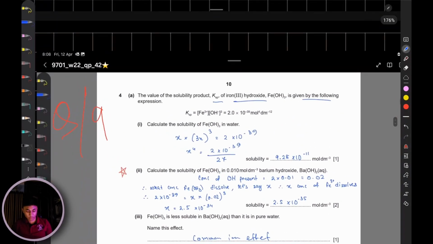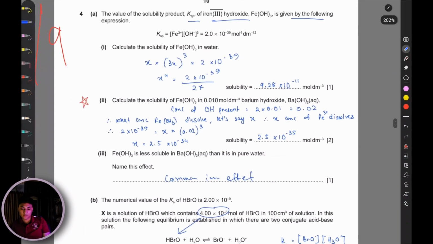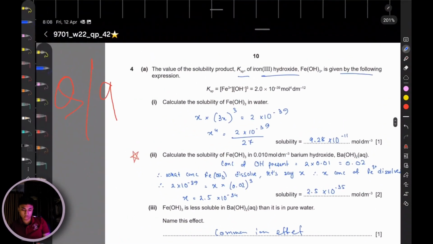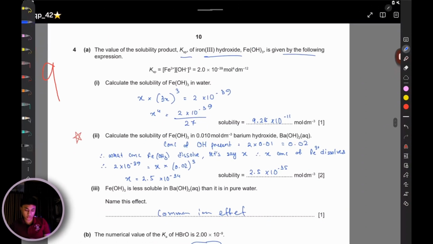This is winter 22 paper 4.2, and this is question 4 from that paper. And what's it saying? So yeah, question 4.